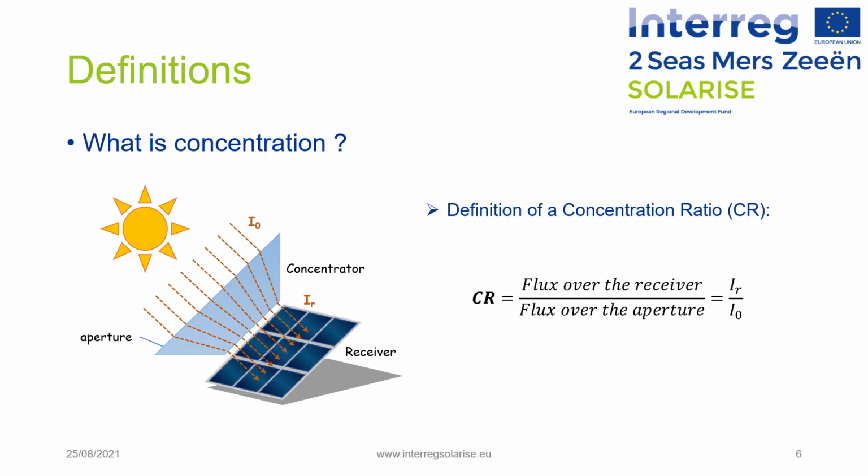From a more geometrical point of view, since the solar flux is a quantity of energy per unit area, the concentration ratio is also related to the aperture area collecting the solar radiation, which should be maximized, and the receiver area, which should be minimized to get the greatest ratio.